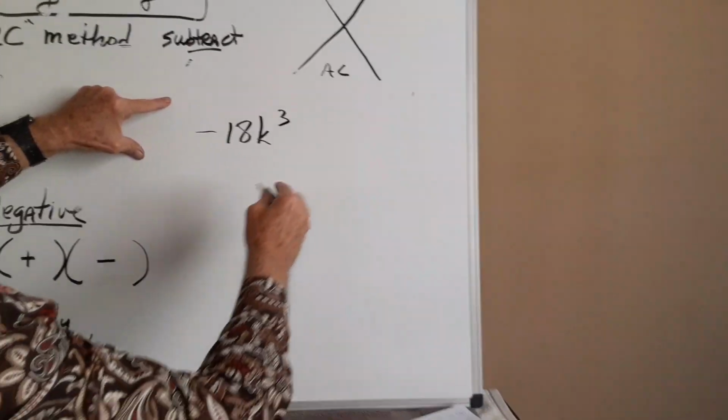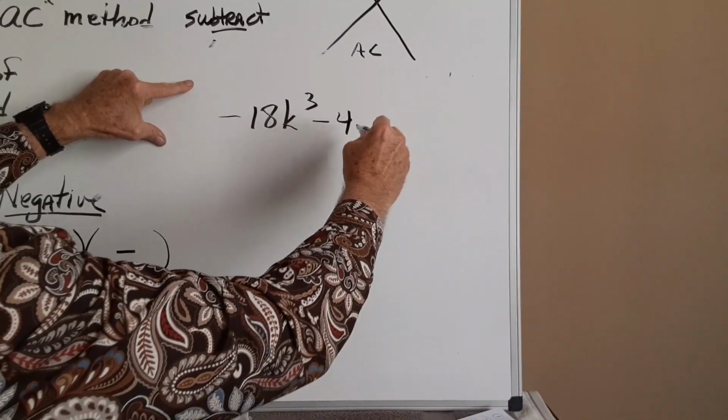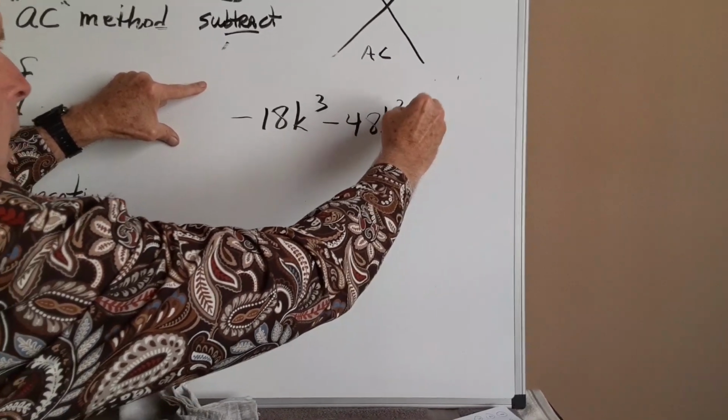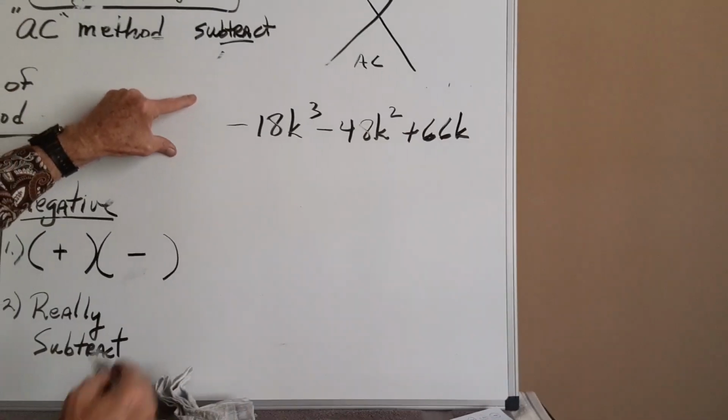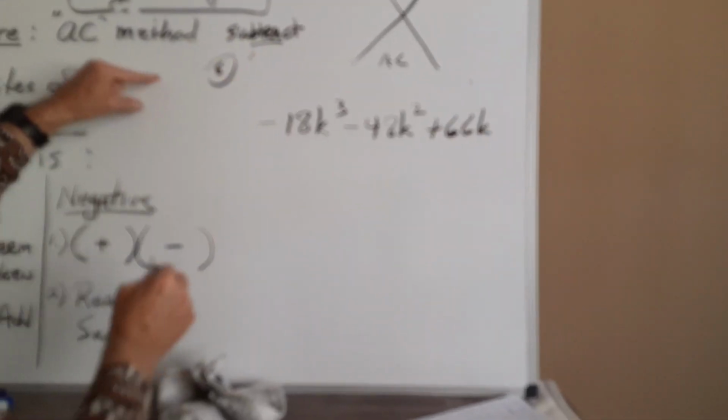Negative 18k cubed minus 48k squared. Positive 66k. Number 5.